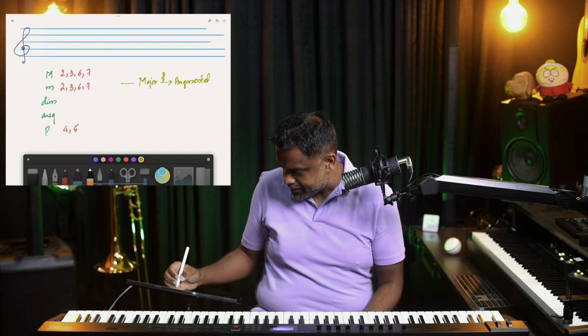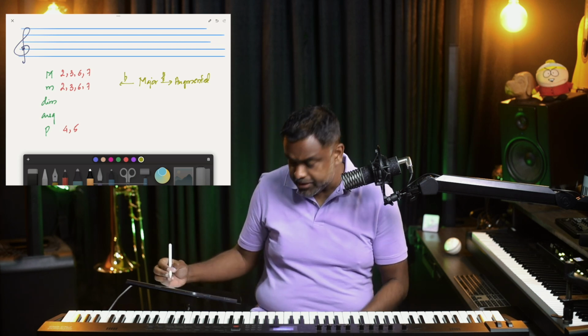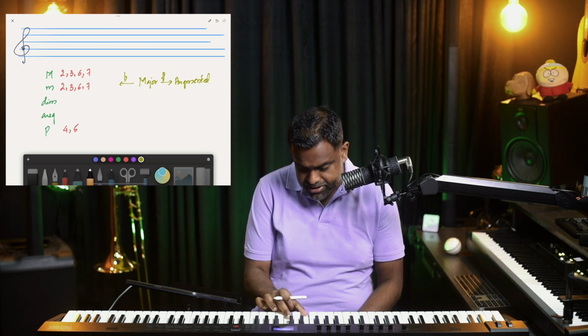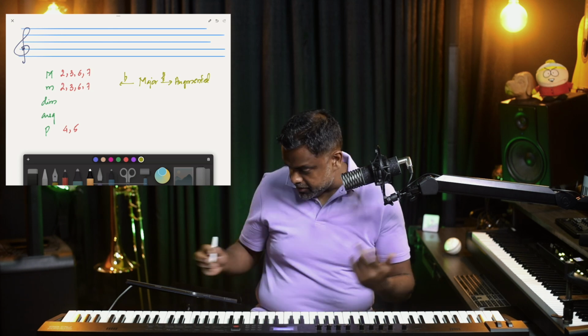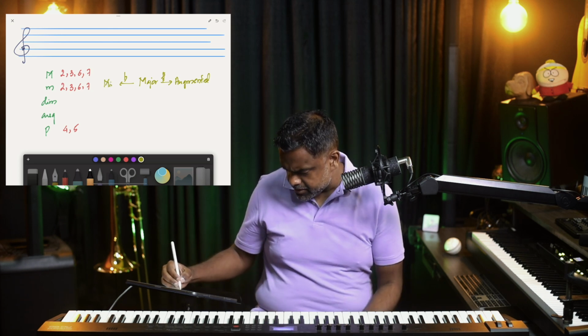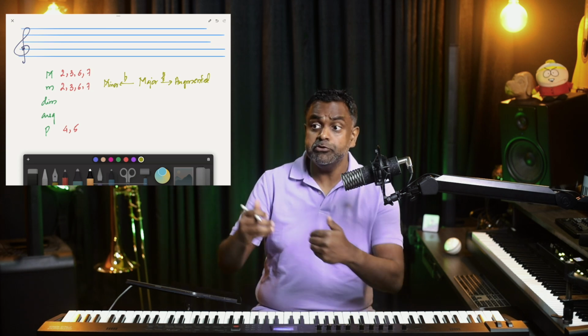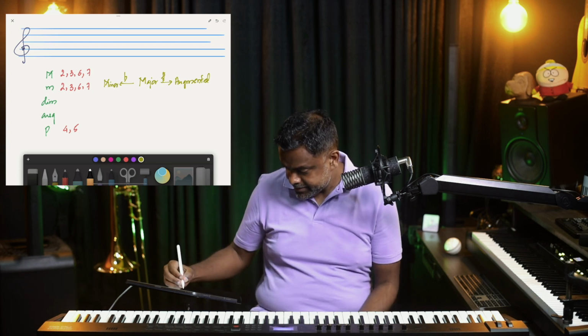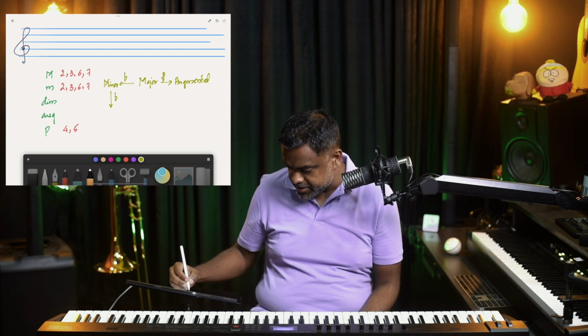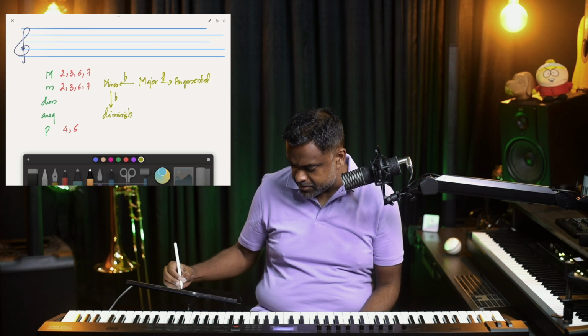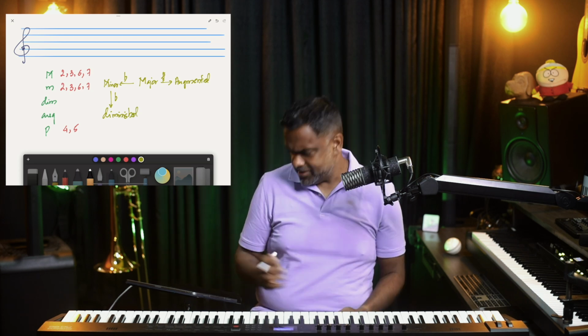And if you flatten a major, flattening means lowering by one. So you have C to E, you lower it by one, you'll get your E flat, and that's your minor interval. And if you further lower a minor by one step, that's an opportunity to get a diminished interval. Diminished, I think I spelled it right.